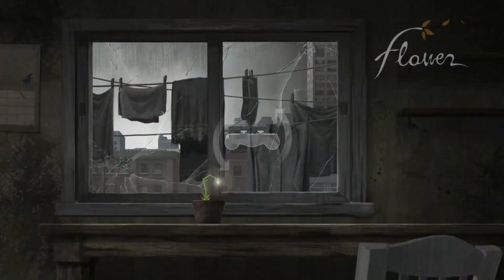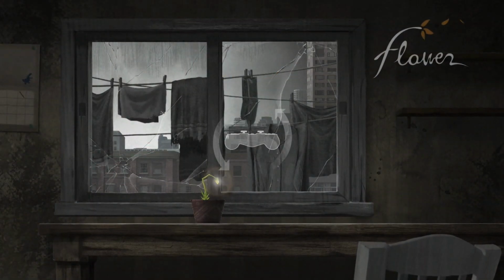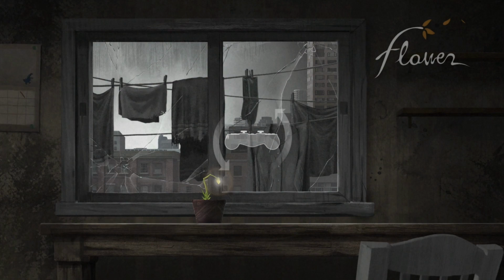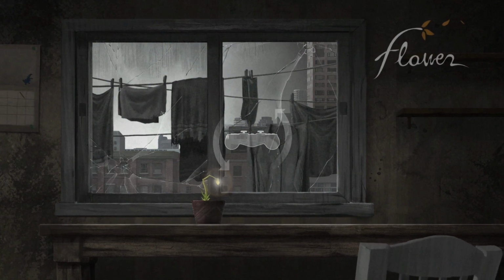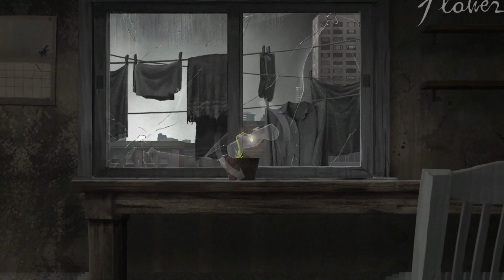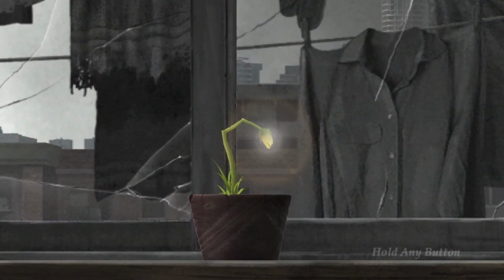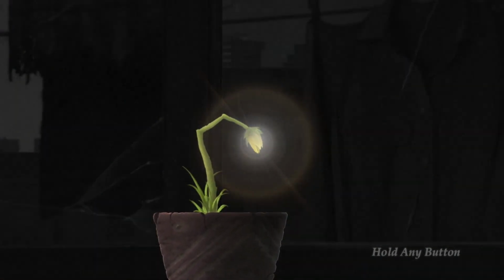So I'm going to move across now to Flower, and we're going to have a look at that. I'm just going to bring that up on my screen here. And we start off in this very sort of barren room, and I'm just going to move down to go into the flower. We're just going to load up the first level.